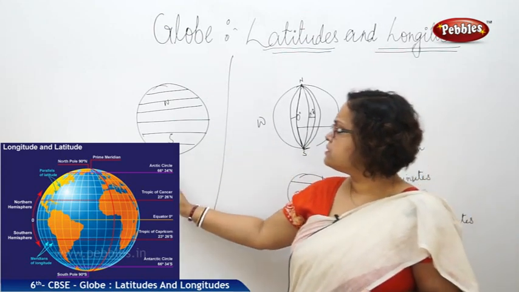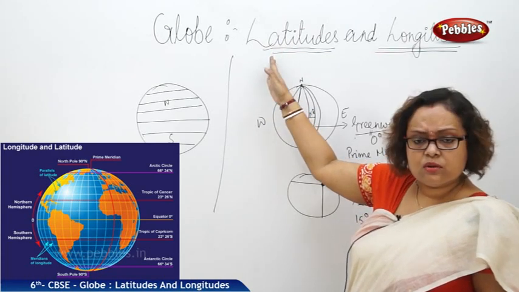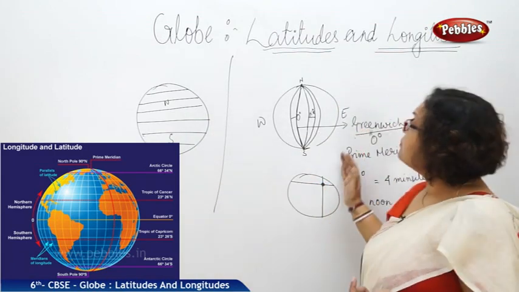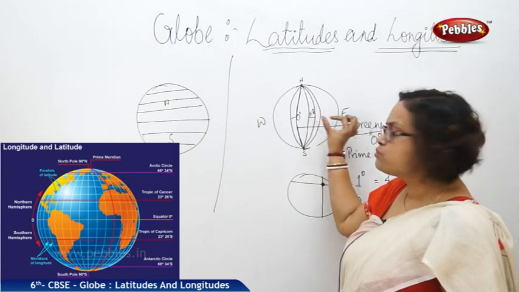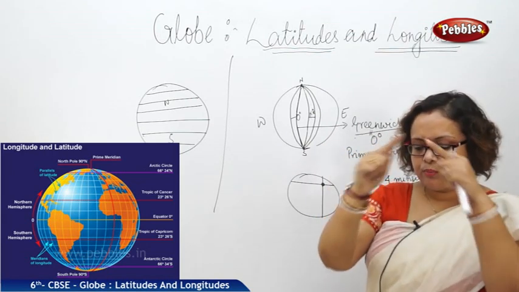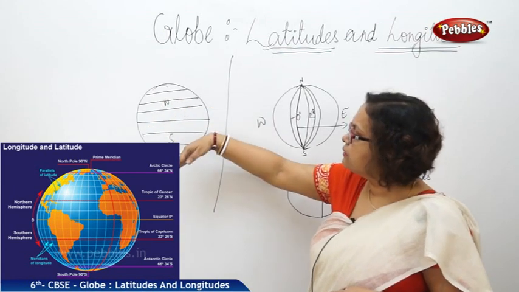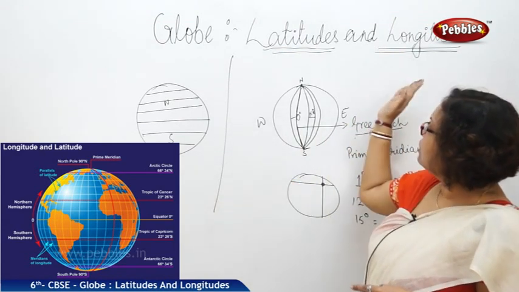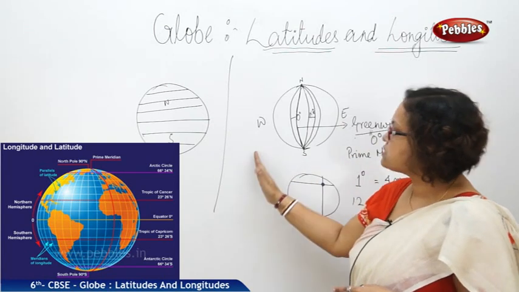You know about the differences between latitudes and longitudes. Latitudes are known as parallels because they run parallel, east to west. At the same time, longitudes are not running parallel. The distance is more at the equator, and they meet at both the poles. Latitudes divide the earth into two hemispheres, the northern hemisphere and the southern hemisphere. The longitudes divide the earth into the eastern hemisphere and the western hemisphere.